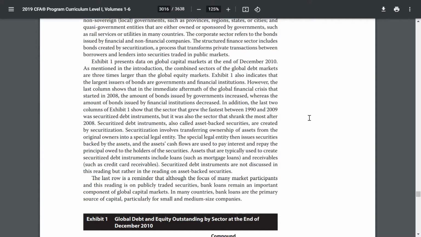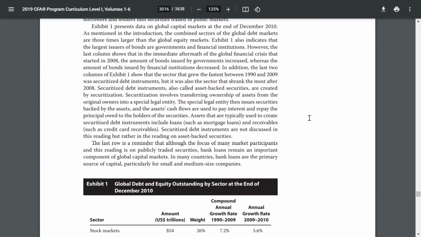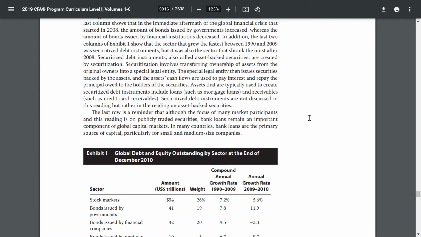Securitized debt instruments, also called asset-backed securities, are created by securitization. Securitization involves transferring ownership of assets from the original owners to a special legal entity. The special legal entity issues securities backed by the assets, and the assets' cash flows are used to pay interest and repay the principal owed to the holders of the securities. Assets typically used to create securitized debt instruments include loans, such as mortgage loans, and receivables, such as credit card receivables. Securitized debt instruments are not discussed in this reading, but rather in the reading on asset-backed securities.